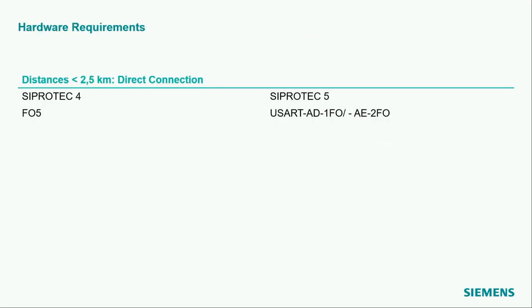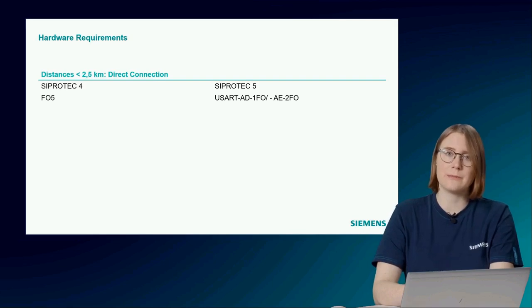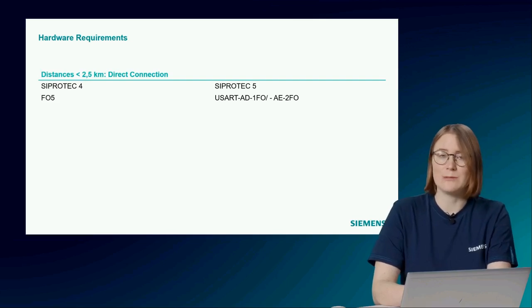With this slide, I want to summarize the hardware requirements for the different distances. For a short distance, smaller than 2.5 kilometers, a direct connection is possible. On the CBOTEC 4 side, you need a FO5 module. On the CBOTEC 5 side, a USART 81 or AE2 FO module.